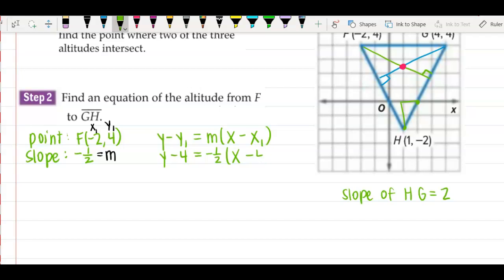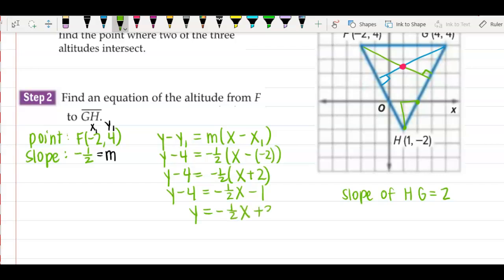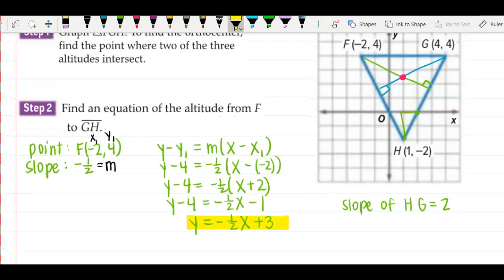So we would have y minus 4 equals -1/2 times x minus 4. No, I lied, it's +2, right? Because if it's minus a negative, it would be +2. Actually, I'm going to write that out so you can see that. So it would be x minus a -2, which is really x plus 2. If I distribute my -1/2, I get -1/2 x minus 1. Add 4 to both sides, y equals -1/2 x plus 3 is our first equation. That would be the equation of the green altitude.